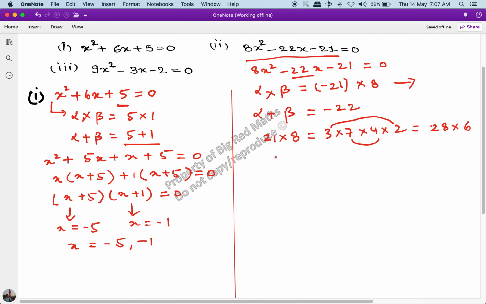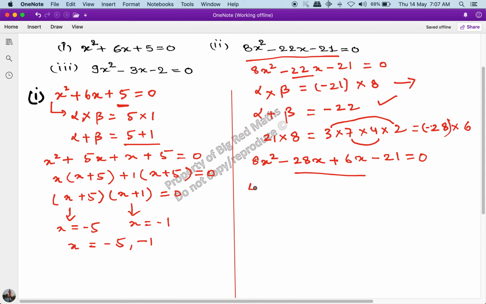So if I write this equation as 8x square minus 28x, why did I put a minus with the 28? Because I want the bigger number to be minus so that I get my final answer as minus. And this becomes plus 6x minus 21 equal to 0. Minus 28 into 6 will give you minus 21 into 8, and minus 28 plus 6 will give you minus 22. Hence we chose these two terms to break this down.